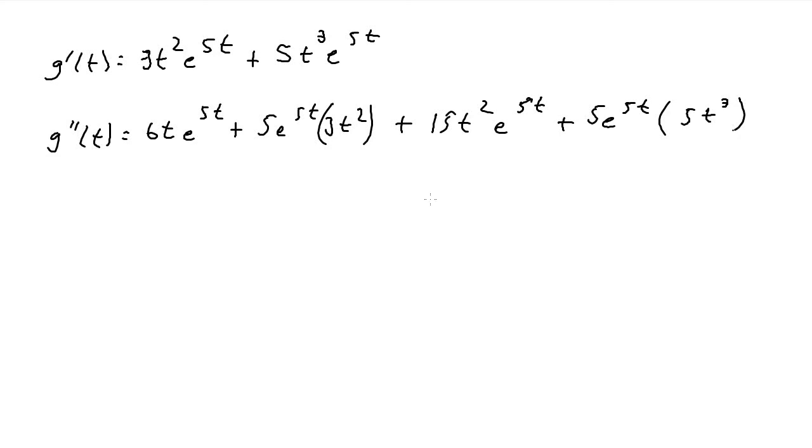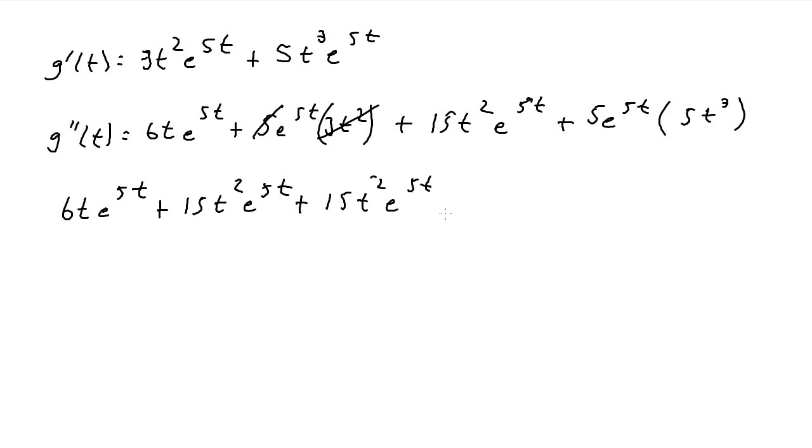So now we can go ahead and simplify here. So we get 6t e to the 5t plus, now 3t squared times 5 is going to be 15t squared e to the 5t, and then we have plus 15t squared e to the 5t again, and then we have plus 5t cubed times 5 is 25t cubed e to the 5t.